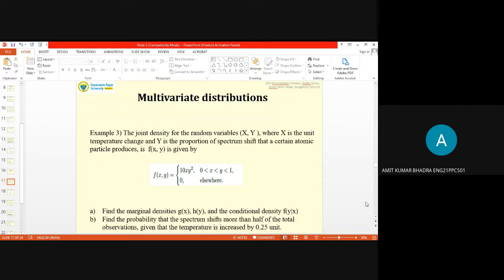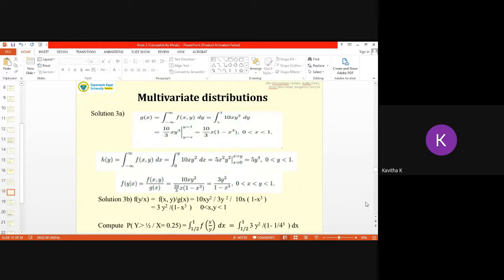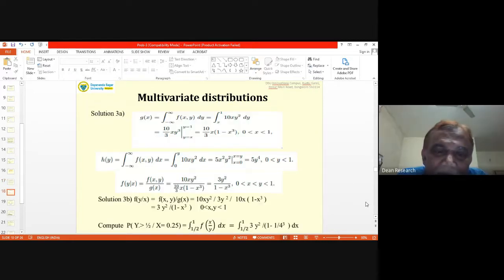Sir, 0 to y is fine because here you are doing it with respect to x. Sir, 0 to y is correct because here you are integrating with respect to x. Yeah, x has lower limit 0 and upper limit y. Integral 0 to y of 10xy square into dx.